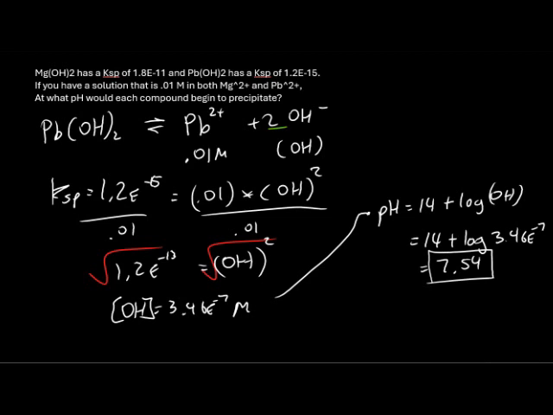Let's compare this pH to the pH from our first problem. Neutral pure water will have a pH of 7. And we just found that we'll begin to precipitate at a pH of 7.54, which is only slightly more basic than pure water. At that pH, we'll precipitate lead hydroxide. If we adjust the pH further to 9.63, we'll begin precipitating magnesium hydroxide as well.